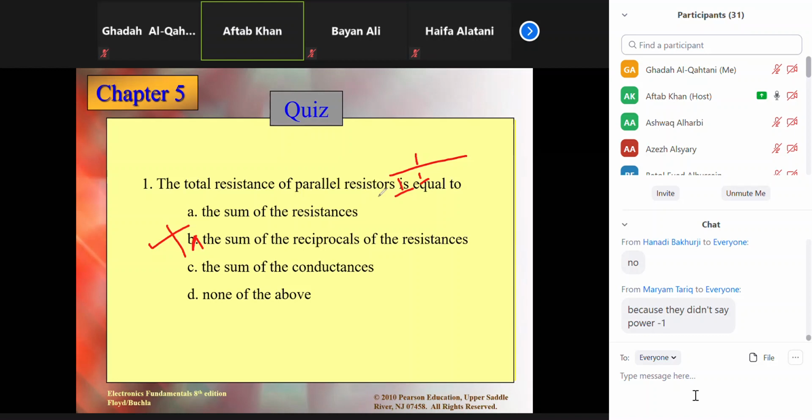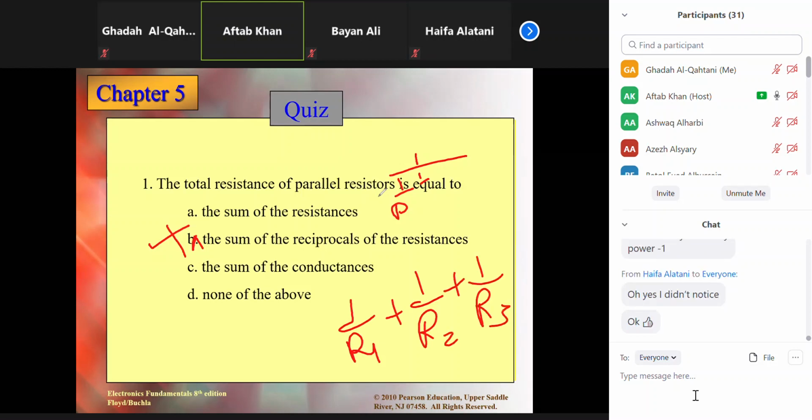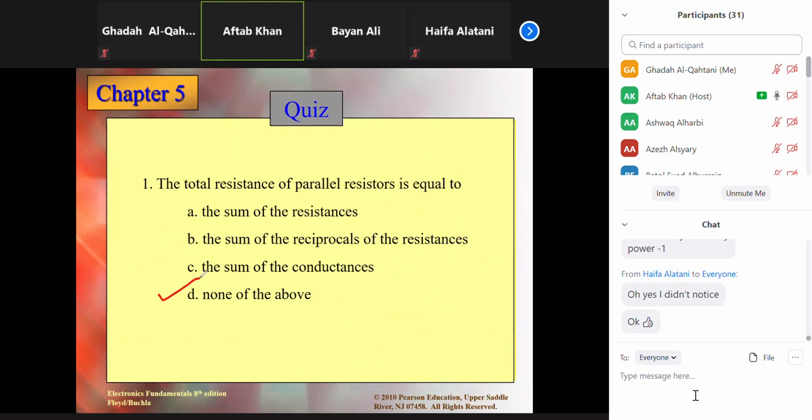Yani they are saying 1 over R1 plus 1 over R2 plus 1 over R3. But this is not correct. It should be the reciprocal of the sum of reciprocals. So B is wrong, D is correct because none of the above. We don't have the exact accurate option given here. All right, next.